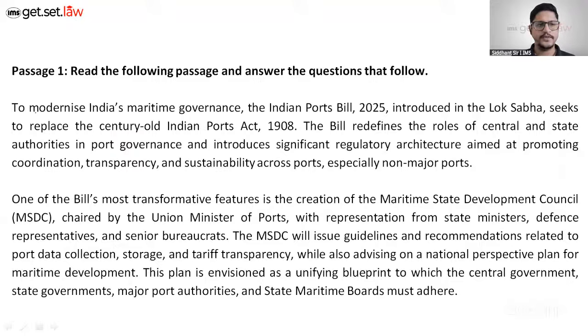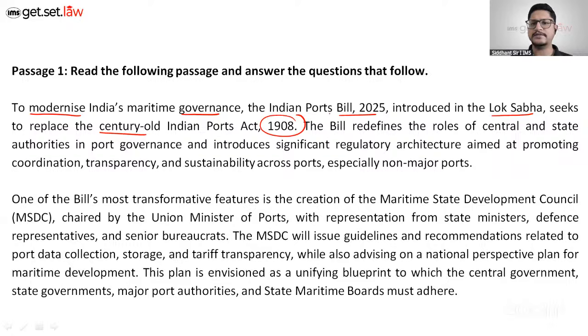Once again, chalo. To modernize Indian maritime governance, the Indian Ports Bill 2025 has been introduced in the Lok Sabha. It seeks to replace the century-old 1908 Act; it has been more than 100 years. Now, what does the bill say? This is an introductory portion, read it, move ahead.